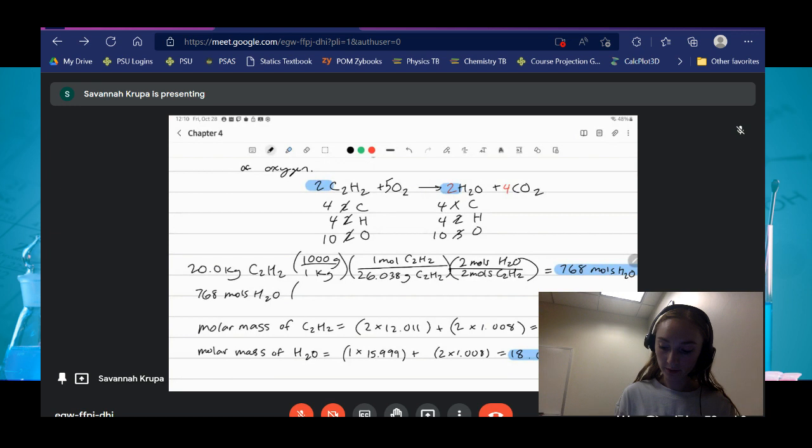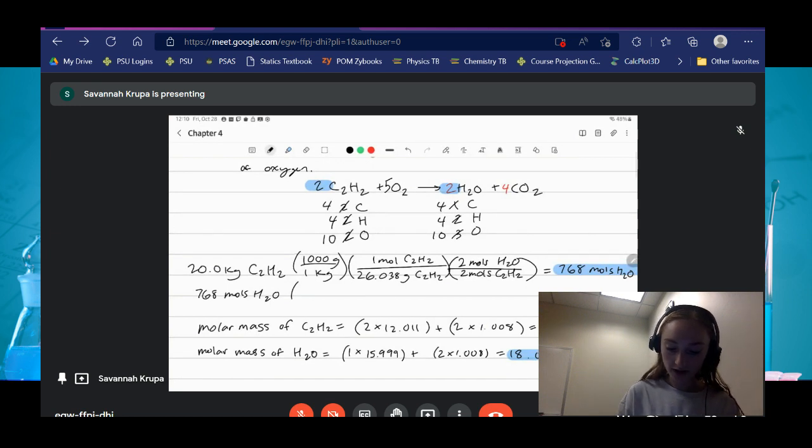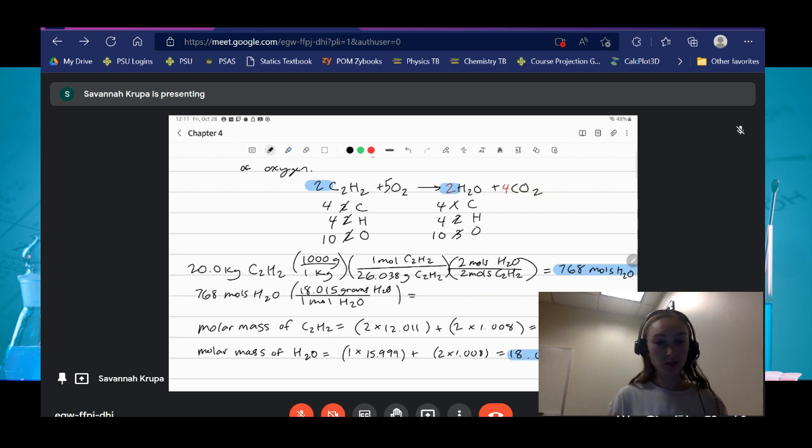And then we're going to use that molar mass conversion. So we have moles of H2O, so we want moles on the bottom to cancel it out. For every 1 mole of H2O, or water, we have 18.015 grams of H2O. Multiplying that out, we will get a value of 13837.46832, and that's grams.